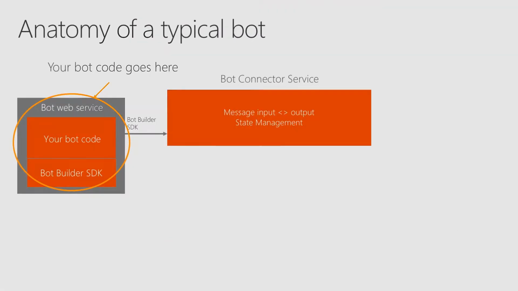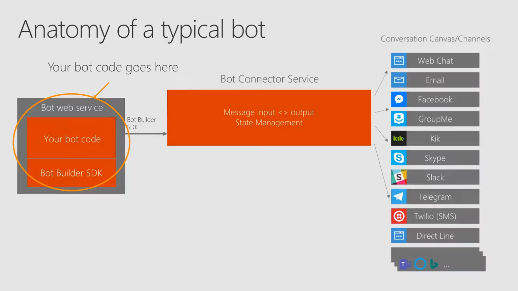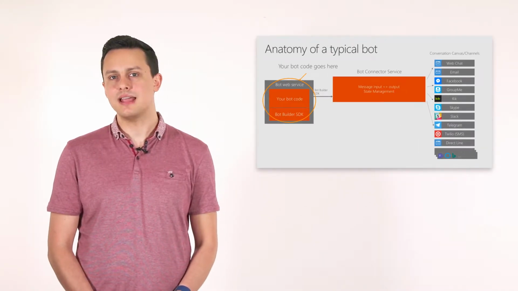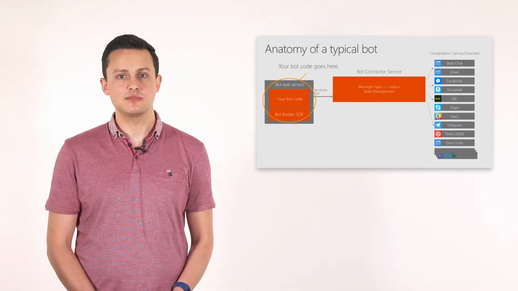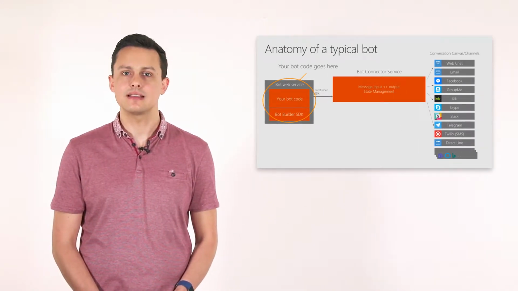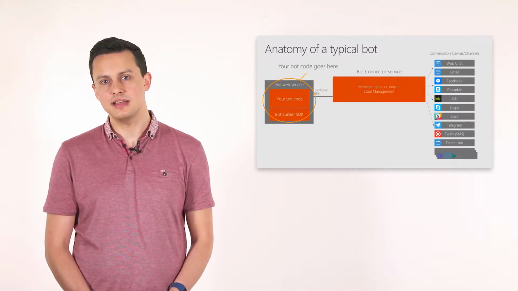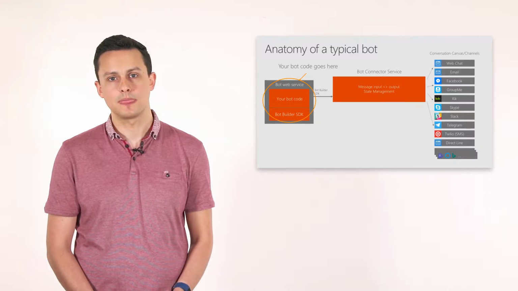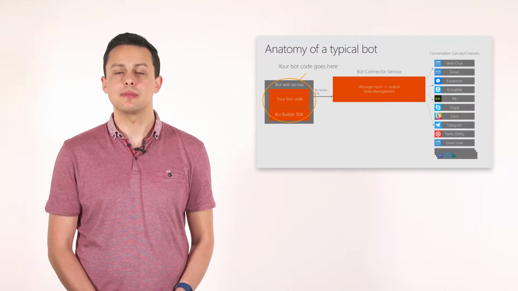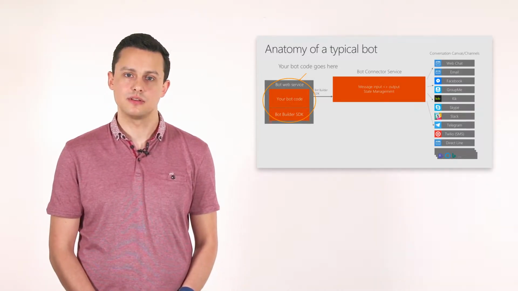The Bot Connector service is one of the key parts of Microsoft's bot framework. And this service allows us to ignore all of the complexity that's involved with integrating into various bot channels. We don't need to understand how to connect to Facebook Messenger. We don't need to understand how to connect to Teams or Cortana. All of this complexity is hidden by the Bot Connector service. Our code simply gets a plain JSON message.